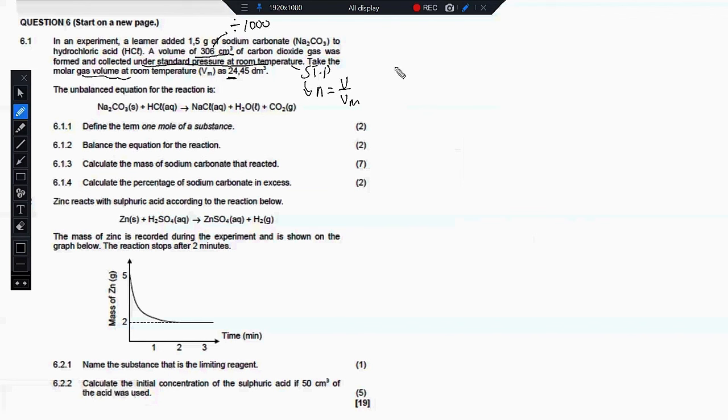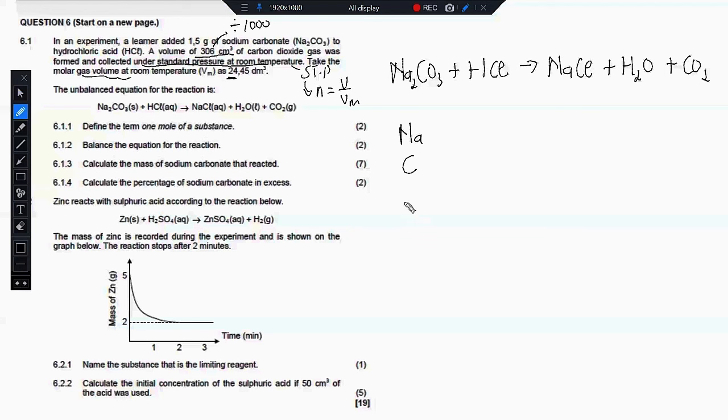Then 6.1.2 says balance the equation for the reaction. So in order to balance, we can start by just writing our unbalanced equation, Na2CO3 plus HCl to give us NaCl plus H2O plus CO2. I'm not writing the states. What you can do here in order to balance this is list all the elements that are present. So we have our sodium, carbon, oxygen, and then hydrogen and chlorine. So that's the left-hand side, and on the right-hand side, list accordingly in that order.